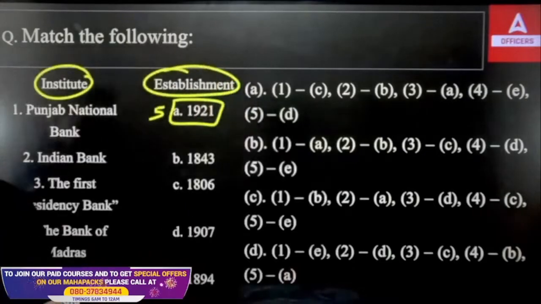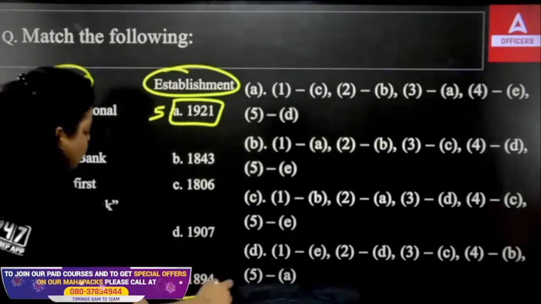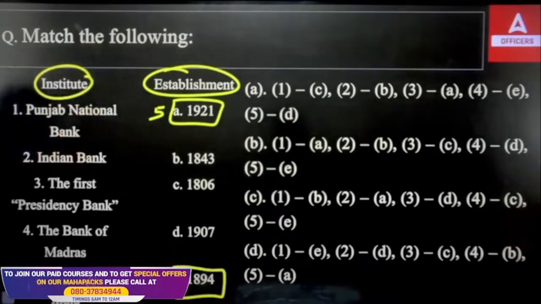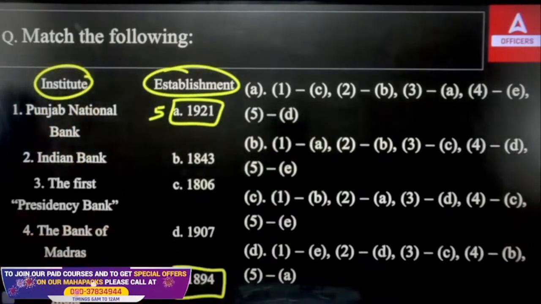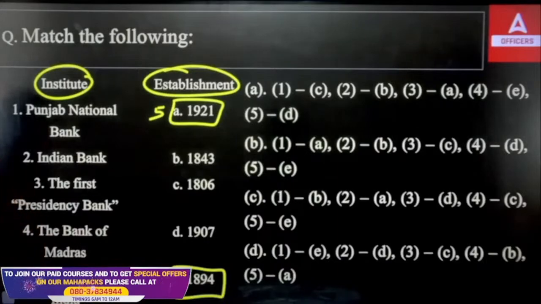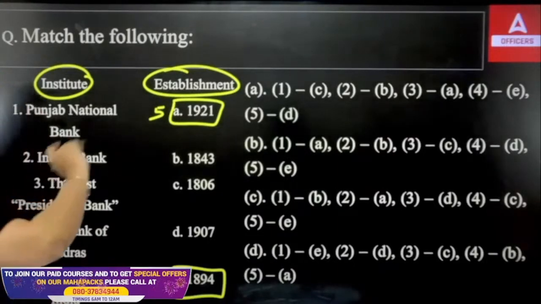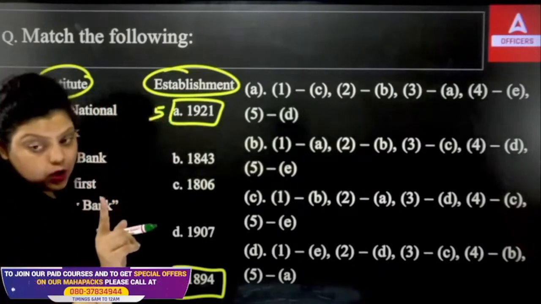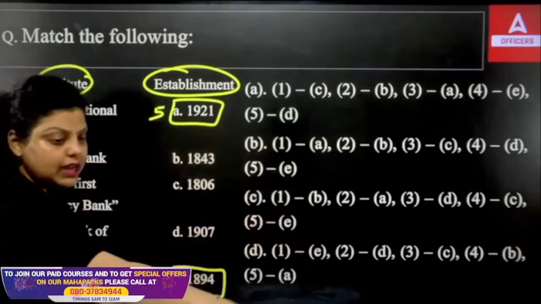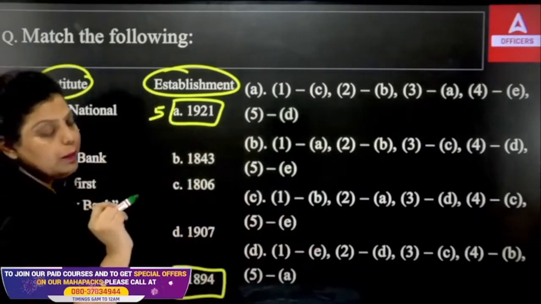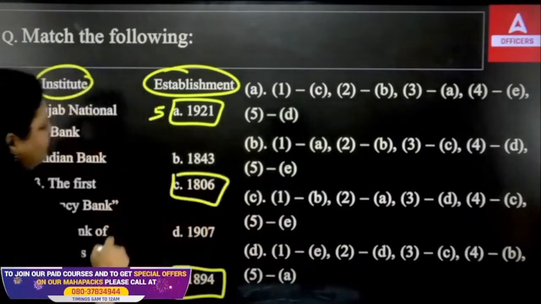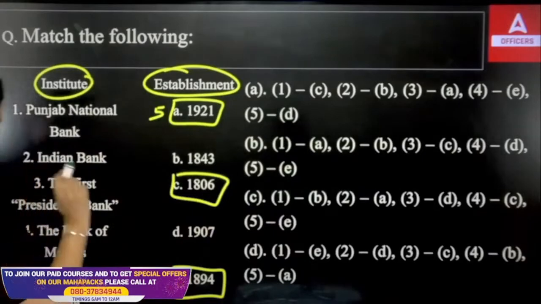Now, do I know the Punjab National Bank? Yes, I do. Punjab National Bank was established in 1894. It stayed in Pakistan also after the independence for 1 year. Next, the first Presidency Bank, I even know this. The first Presidency Bank was the Bank of Calcutta, but its name was changed in 1809. That was Bank of Bengal. So it was actually established in 1806, Bank of Calcutta.